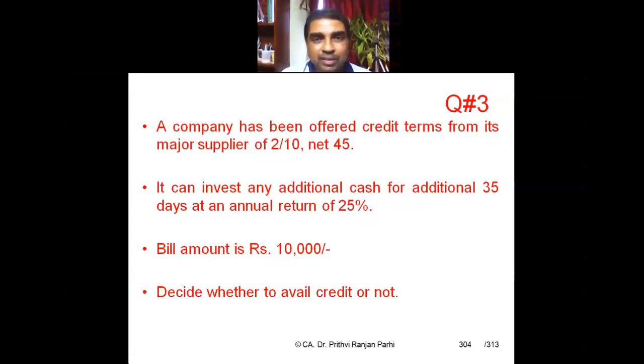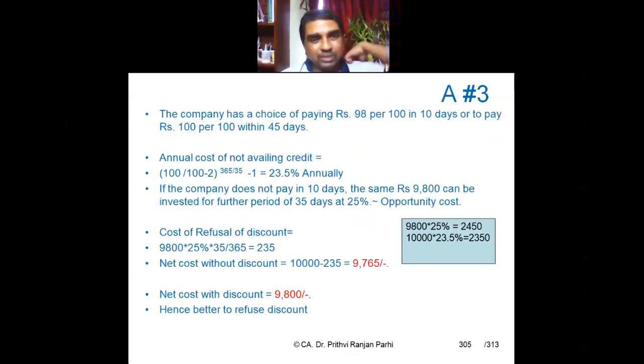A company has been offered credit terms by its supplier of 2/10 net 45. It can invest any additional cash for the additional 35 days at an annual return of 25%. The bill amount is 10,000 rupees. Decide whether the company should avail the credit or not. How to solve the question? You can go through this question.